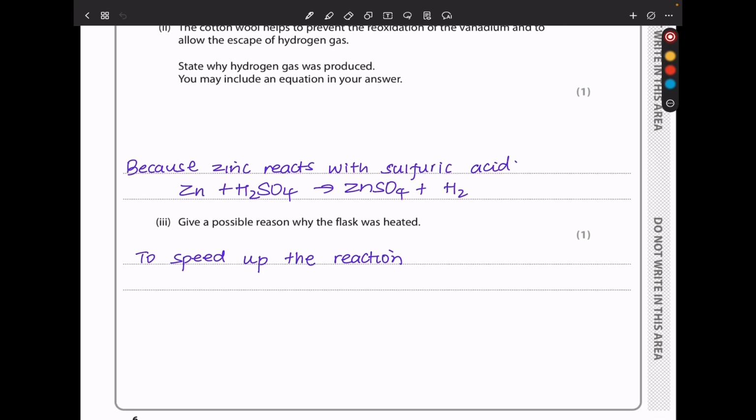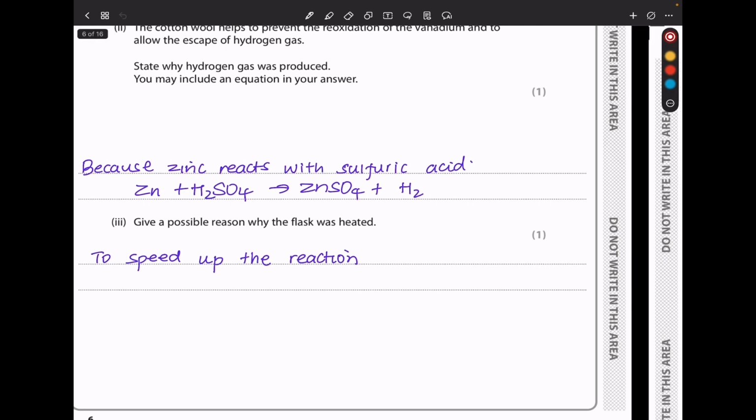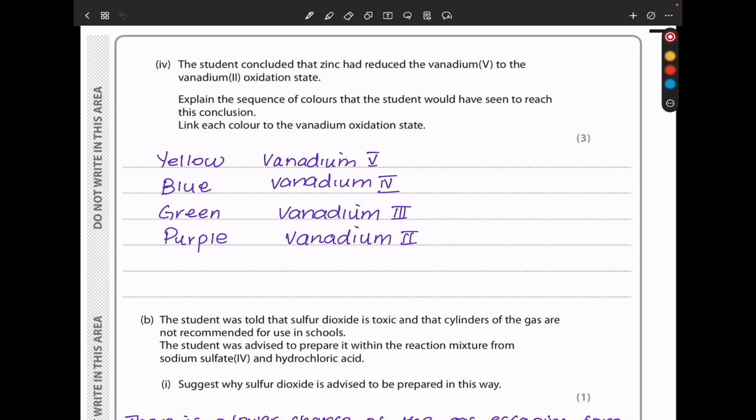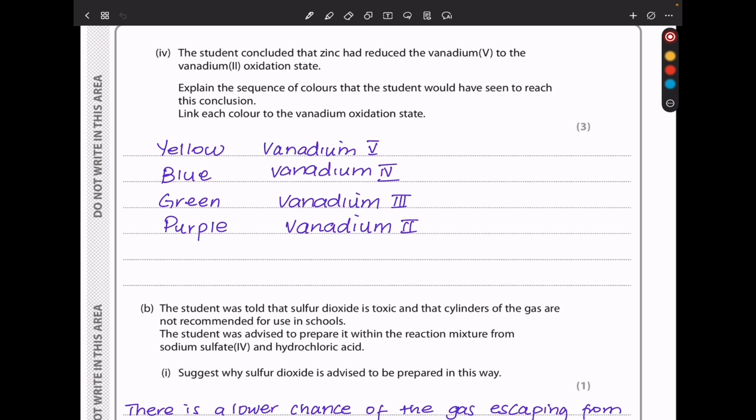Next they say give a possible reason why the flask was heated. Again, heating is to speed up the reaction, provide more kinetic energy for faster collisions so that the rate can increase. In the next part, the student concluded that zinc had reduced the vanadium 5 to vanadium 2 oxidation state. Explain the sequence of colors that the student would have seen to reach this conclusion. They say link each color to the vanadium oxidation state. There is yellow due to vanadium 5, there is blue due to vanadium 4, there is green due to vanadium 3, and there is purple due to vanadium 2.